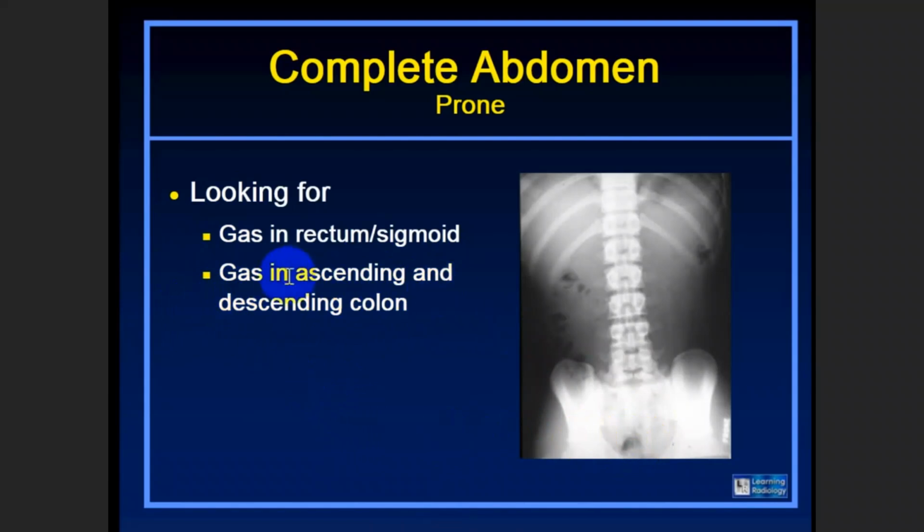Gas in ascending and descending colon. In the normal radiograph, we have the presence of normal gas distribution in ascending, but here the descending is absent and there is little in the ascending colon.